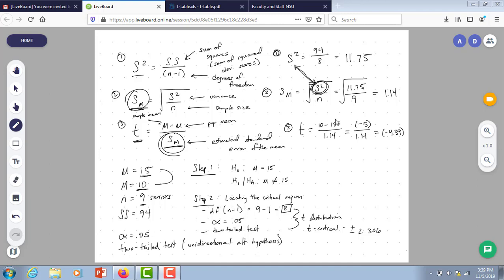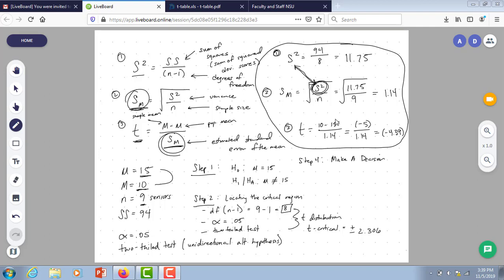So all of this, guys, is step 3 in terms of hypothesis testing. And then finally, step 4 involves you actually making a decision. Is there a significant difference between the optimism scores of this year's seniors and the optimism scores of the previous population's graduating seniors? Step 4 involves making a decision.